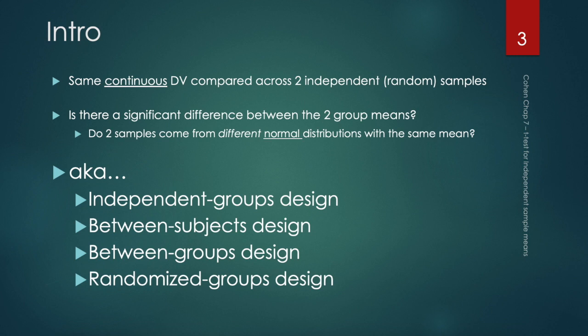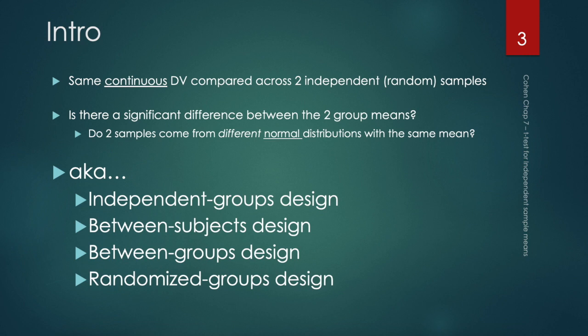So why are we actually going to use this? Well, first it's going to be used for the same continuous dependent variable being compared across two independent or random samples. So you can think of this as between two groups where you have a treatment and control. You have quasi-experimental stuff where you are comparing individuals that play the piano and individuals that don't, and seeing what their cognitive scores are. So the question that you can really answer here is: is there a significant difference between the two group means?